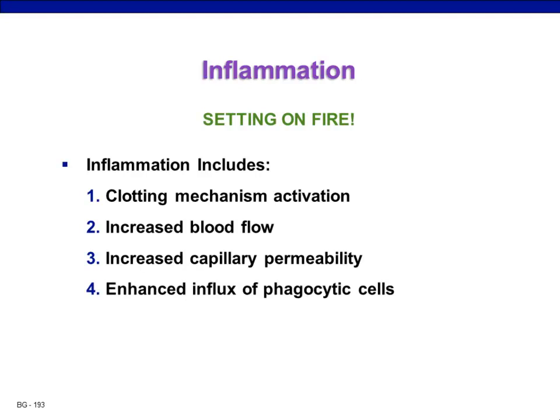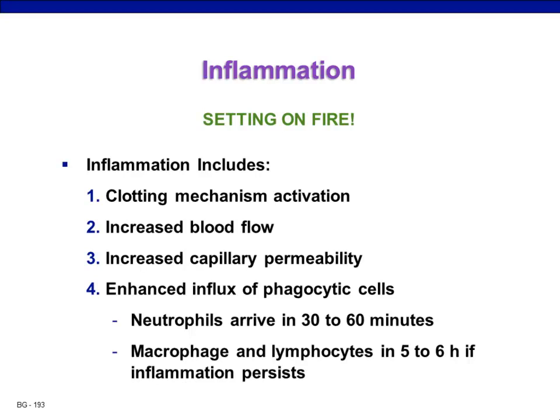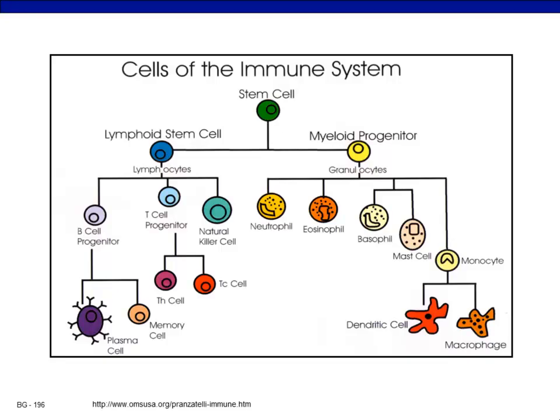It enhances influx of phagocytic cells. Neutrophils arrive in about 30 to 60 minutes. And then our macrophages and lymphocytes will usually arrive in about 5 to 6 hours and persist if the inflammation is still there. So that's just a general pattern of what happens. If we look at all the cells of the immune system, my point isn't to teach you about the immune reactions. I want to show you how it impacts what happens in the pig industry for you.